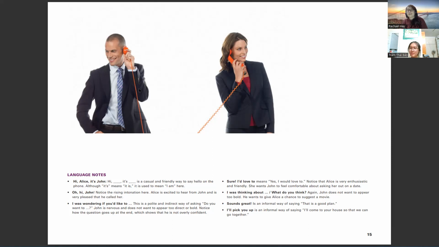If somebody is not very confident and they are scared you are going to say no, they say it in an indirect way, which means they are asking you, but they are not coming out and asking you directly. So they're saying, "I was wondering if you'd like to go to sushi," not "if you'd like to come with me to sushi." You understand?